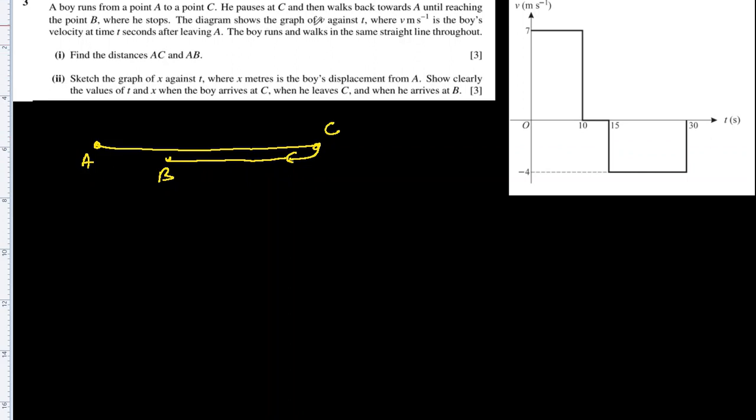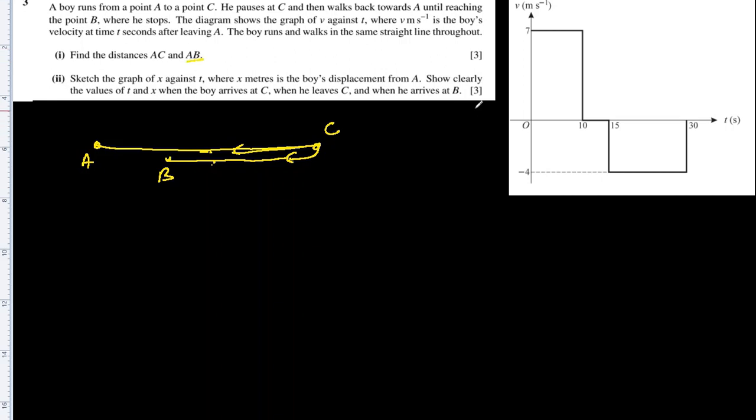The diagram shows the graph of v against t. The v-t graph is there on the right side. It shows the boy's velocity at time t after leaving A. The boy runs and walks in the same straight line throughout. I've drawn here two lines for simplicity, but actually he turns back on the same line. That's what they're trying to say. Find the distances AC and AB.